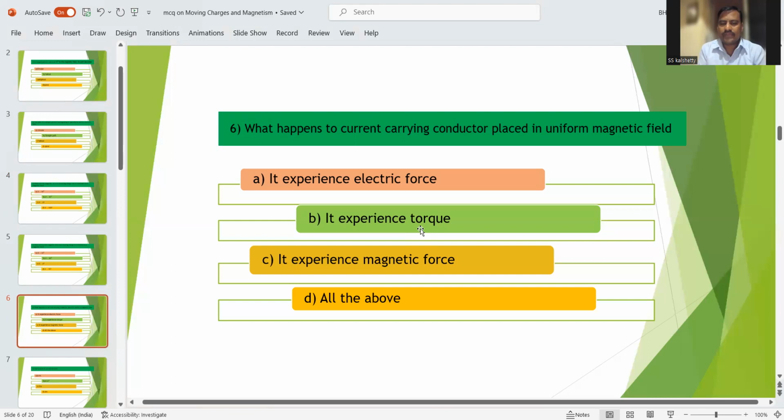Option C is the right answer here. If a current carrying conductor is placed in a uniform magnetic field, magnetic force will be experienced, right? If a current carrying loop is placed in a magnetic field, torque will be experienced. This is not a loop, it is a conductor. Placed in a uniform magnetic field, it experiences magnetic force, right?